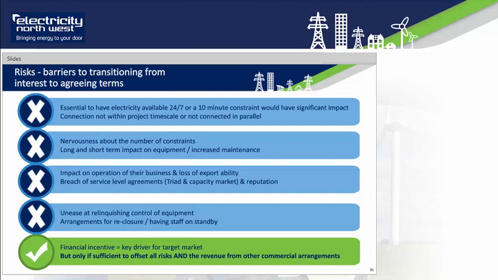Customers were also not keen to relinquish control of their equipment. Many employed third parties to operate electrical equipment, which could mean their equipment being off supply longer than our 10-minute constraint. The financial incentive is a key driver of the target market, but only if it offsets all risks and has to be more attractive than the existing commercial agreements to be competitive.